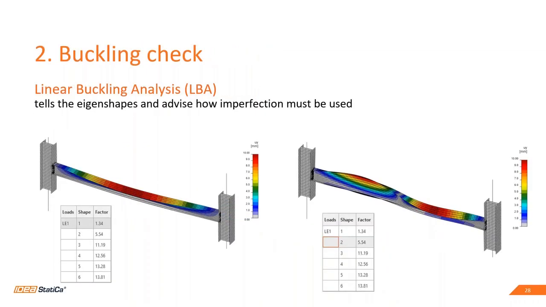We can continue and start the buckling check. Therefore, we will run the linear buckling analysis first, which gives us the first several eigenshapes and corresponding factors. In this example, you can see the first eigenshape on the left and the second eigenshape on the right. The first shape corresponds to lateral torsional buckling of the top flange, and the shape is of a half wave. The second shape is the full wave.